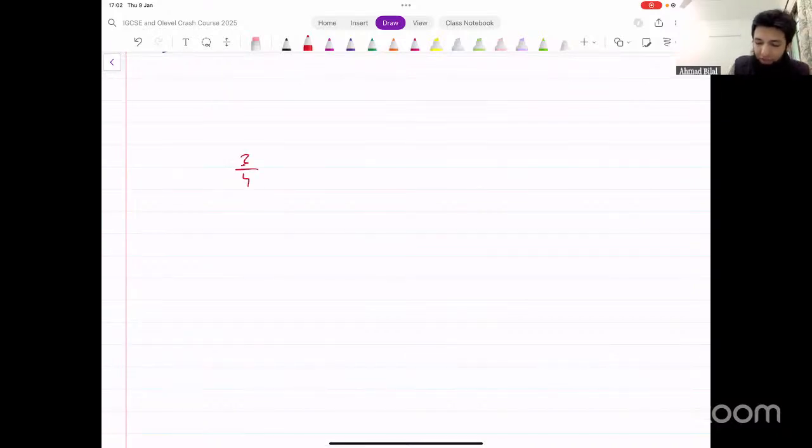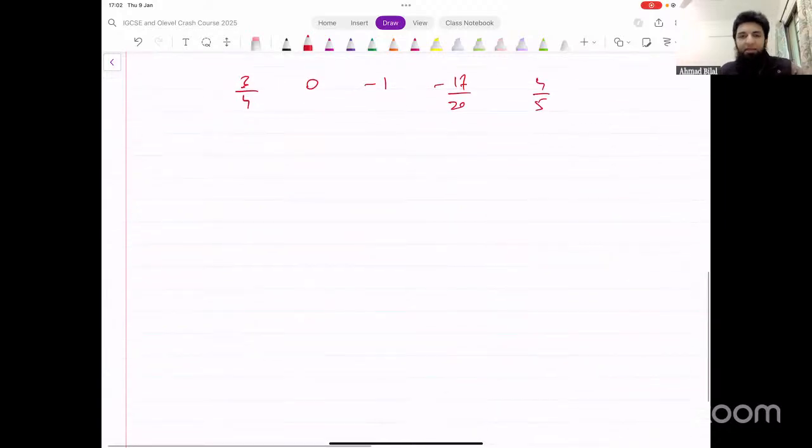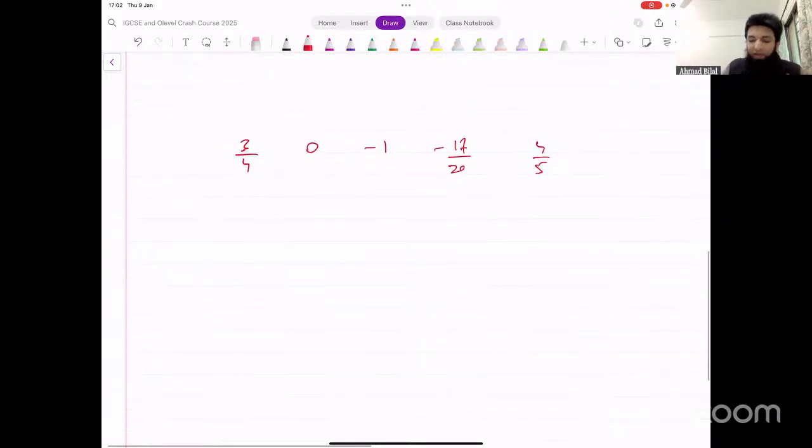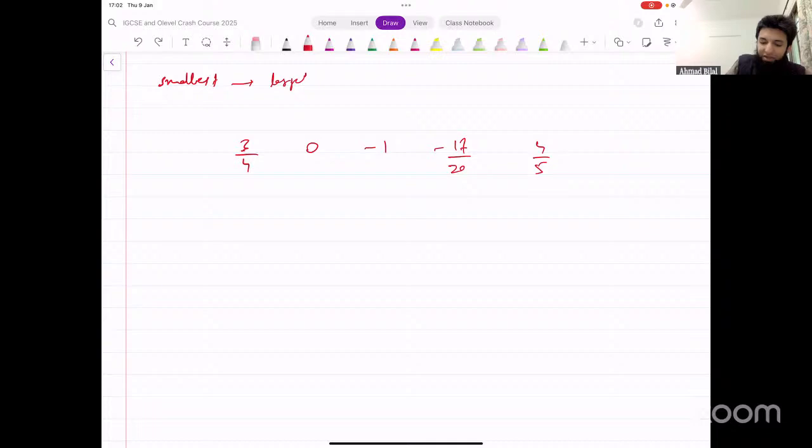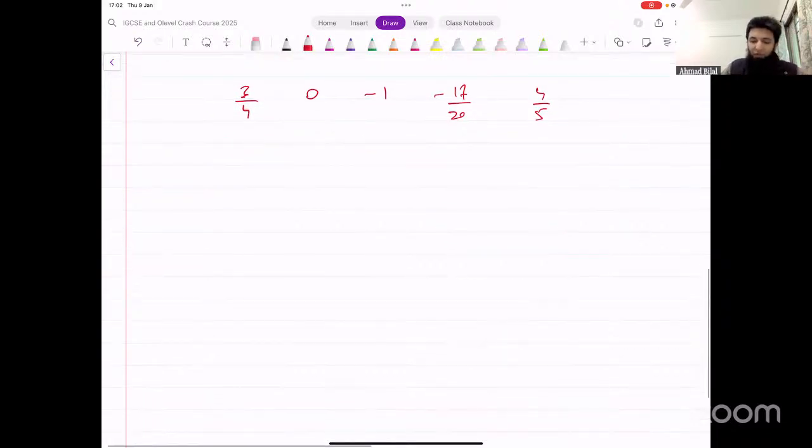If you had 3 over 4 and 0 and -1 and minus 17 over 20, and let's say you've got 4 over 5. You've got this list. Again, what you want to do is you want to arrange them smallest to largest. Now, this is much easier to do because in this case, the fractions are easier to estimate. You've got 0, -1. What's 3 over 4?